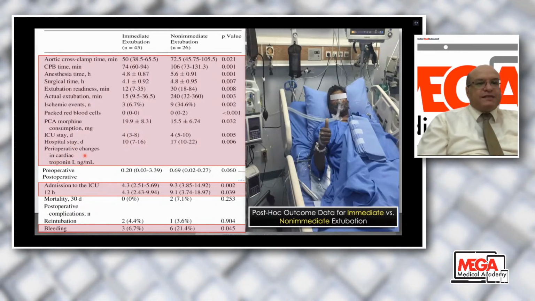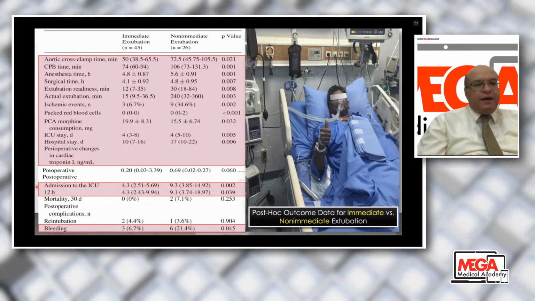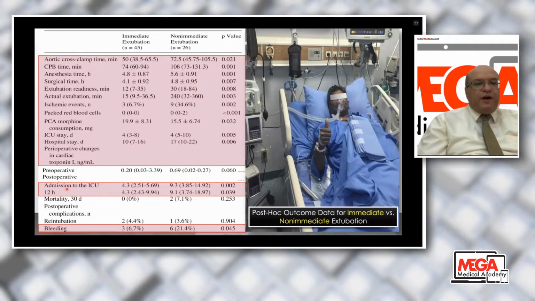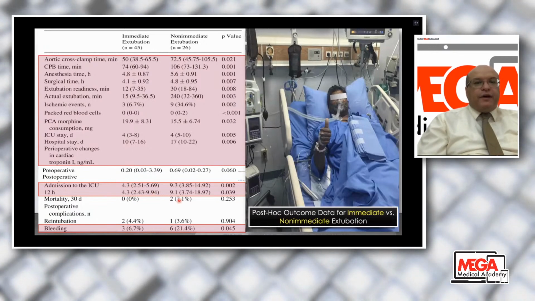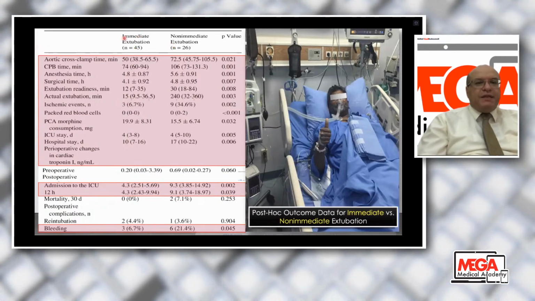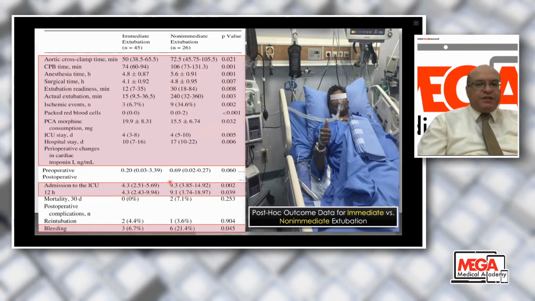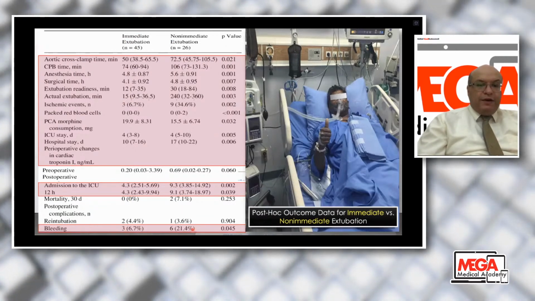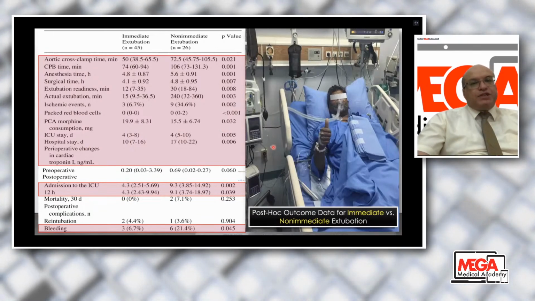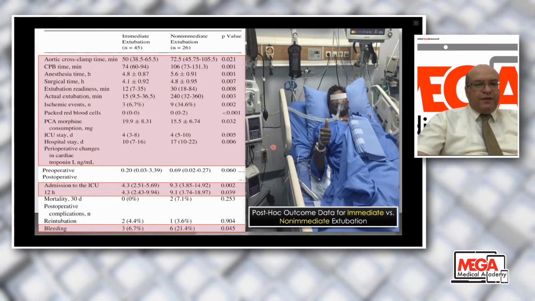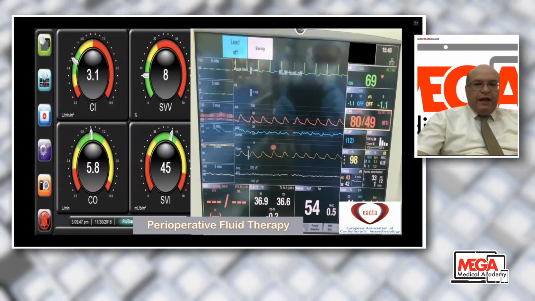If we look again at another marker for myocardial ischemia, troponin levels up to 12 hours after surgery were half in patients who were immediately extubated compared to conventional ones. And the risk of bleeding was also half that of patients who received conventional care and postoperative ventilation.